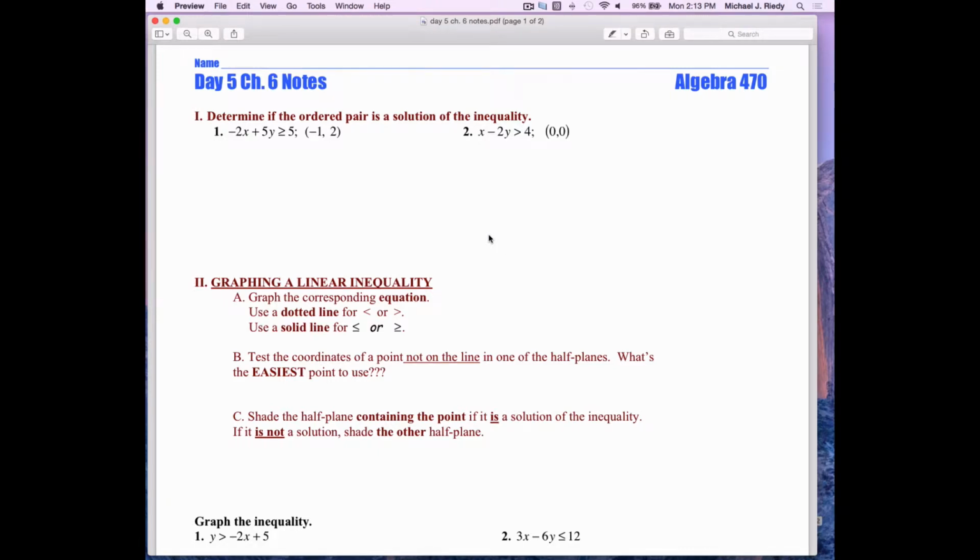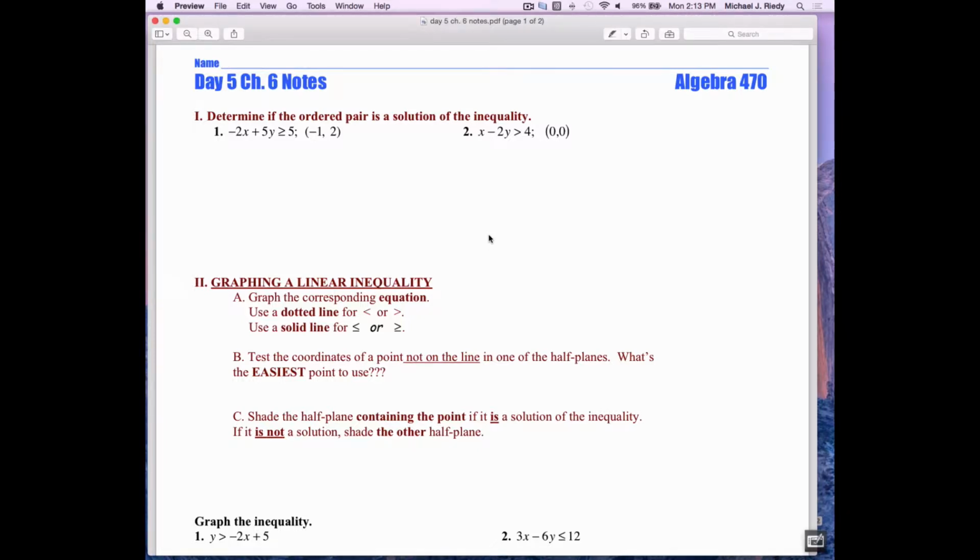Okay, so just like when we were doing lines, we tested points to determine whether or not that point is on the line. What we're testing here is not if it's on the line, because we don't want it on the line. We want to test to see if it makes a true statement. So what do you do? Plug it in, correct. For the variables.